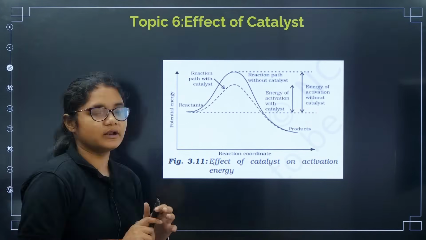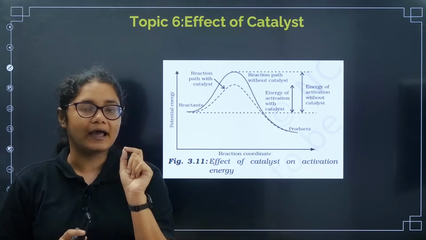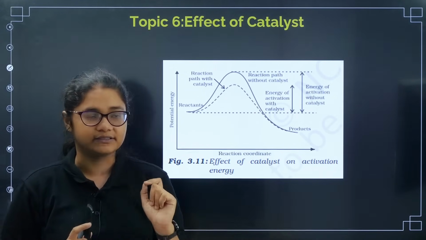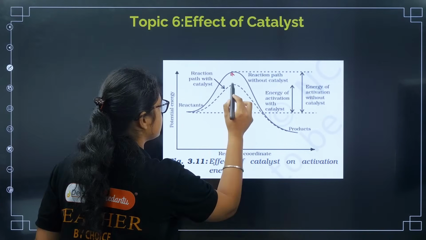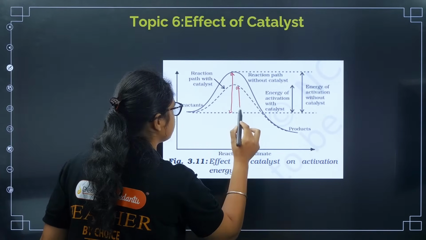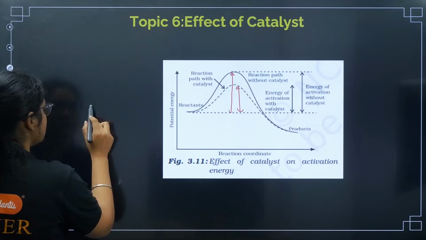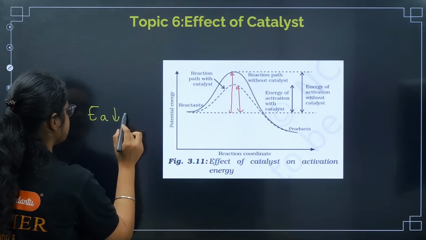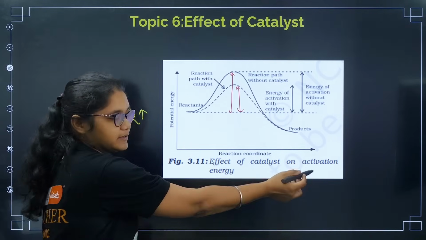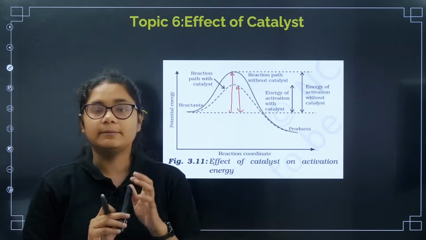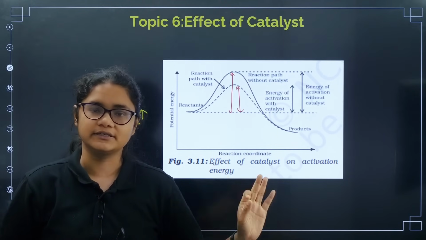Okay, now coming to the effect of catalyst. This is also very important. When you use a catalyst, it provides an alternative pathway and reduces the activation energy. If you can see here in the graph, first the activation energy was this much, and then the activation energy decreased. And just now I told you, if activation energy decreases, the rate constant will increase, and the rate will increase. So that is why the rate increases. So what is the role of a catalyst? It provides an alternative pathway for the reaction which has a lower activation energy.